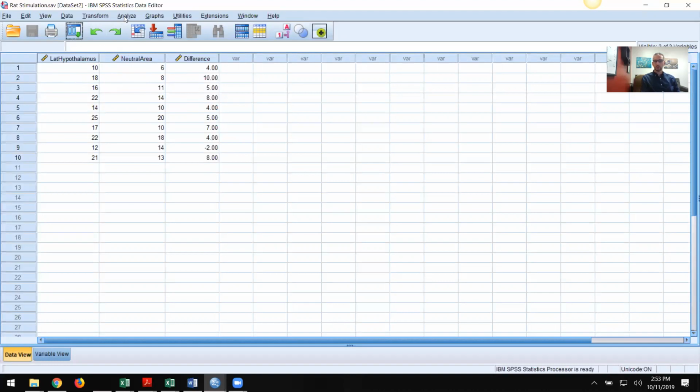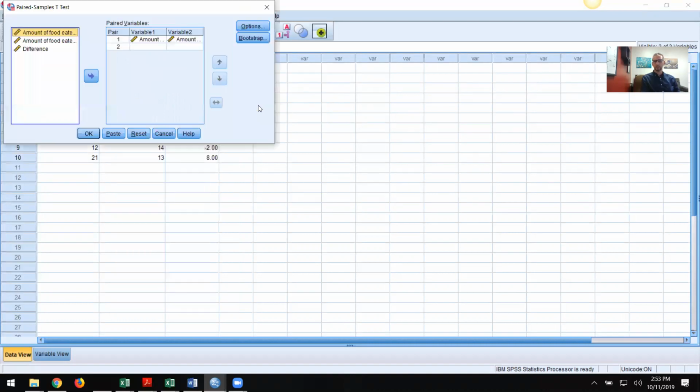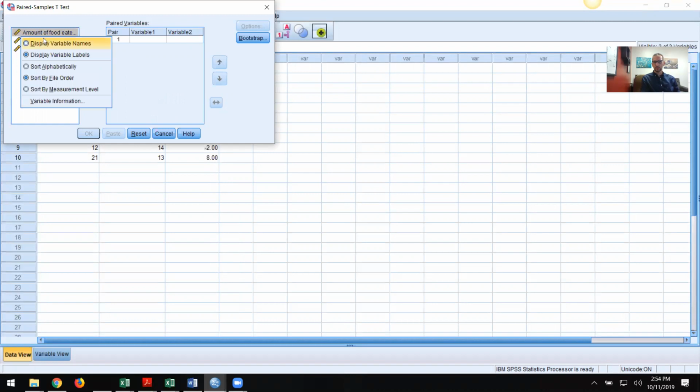So I'm going to click on Analyze and then go to Compare Means and then click on Paired Samples t-test. Again, I like the name Dependent Samples t-test, but this is what SPSS calls it. Click on it, and I'm going to show you. As a reminder, if you see here that the variable label is given here, so you can't really see which variable is which, if you ever want to switch, you can right-click and then put display variable names, and so you can see that here.